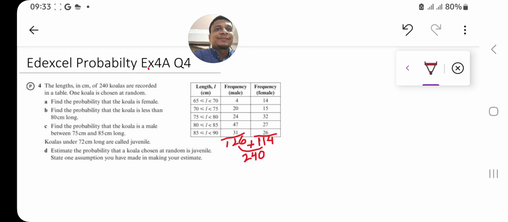Okay, so we are doing probability right now, and in the previous video, I explained question number 1 with the basic formula of probability. Right now again we are here with exercise 4A, Edexcel question number 4.